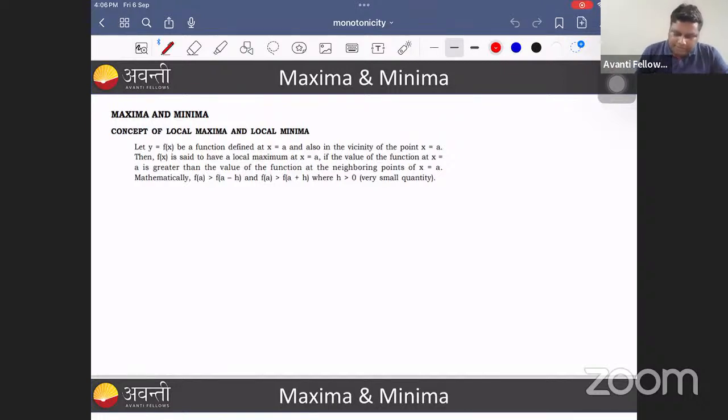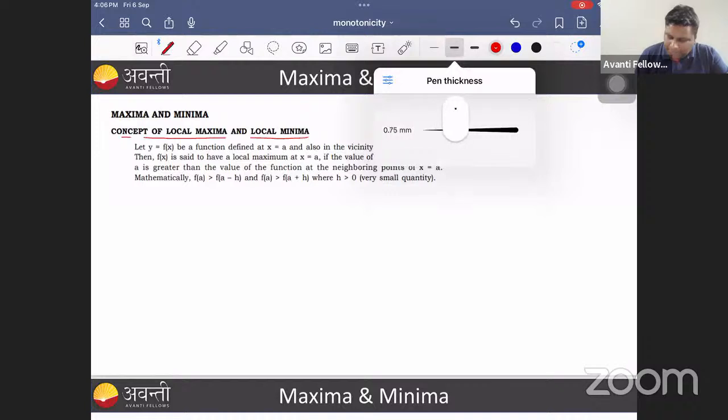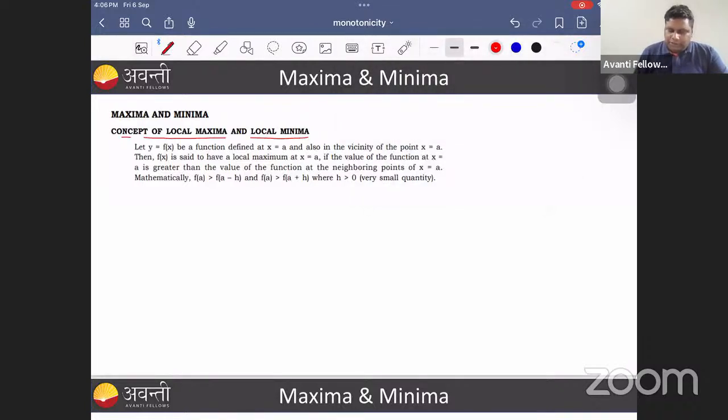Initially, what is the need? We should talk about local maxima and local minima. All right. So, local maxima is simply nothing. If the value of the function at that particular point is greater than both its neighbors, like it is happening.